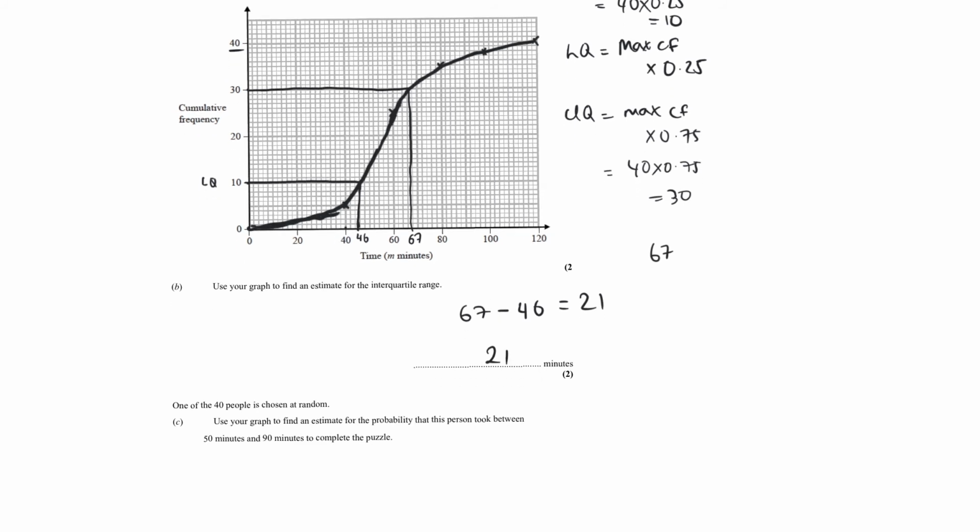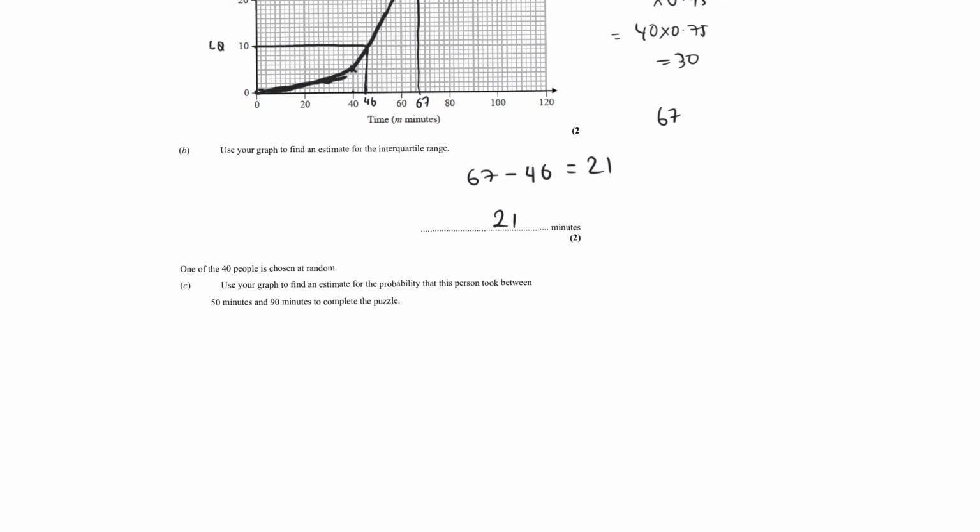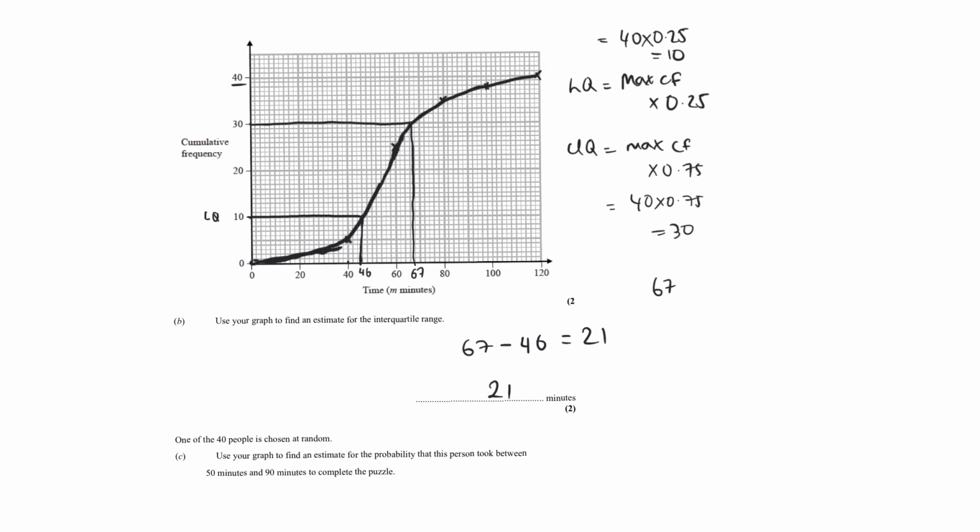Okay, and then looking at part C, it says one of the people is chosen at random. Use your graph to find an estimate for the probability that this person took between 50 minutes and 90 minutes to complete the puzzle. So we're going to go up and find where 50 minutes is. So it's every two boxes. Every box is 2. So 2, 4, 6, 8, 10. So that's where 50 is.